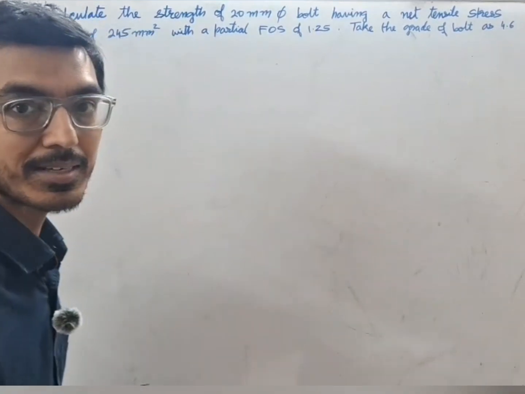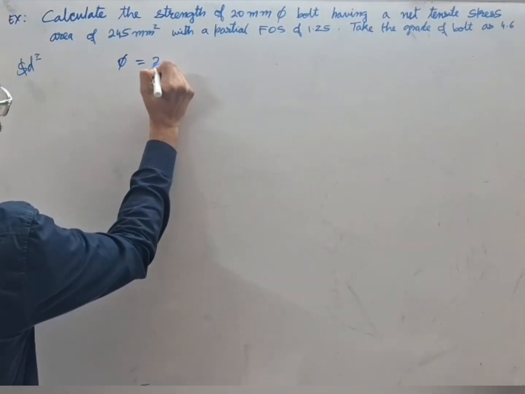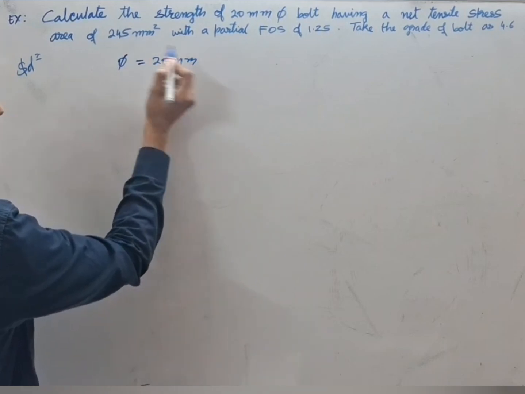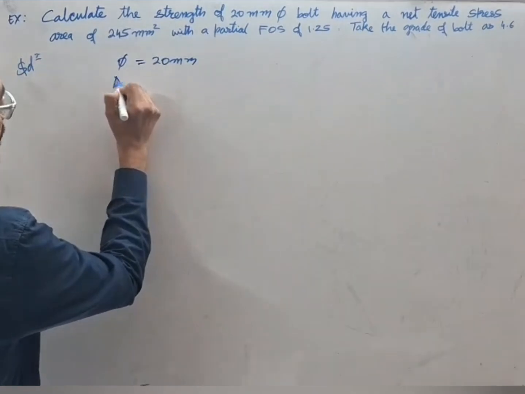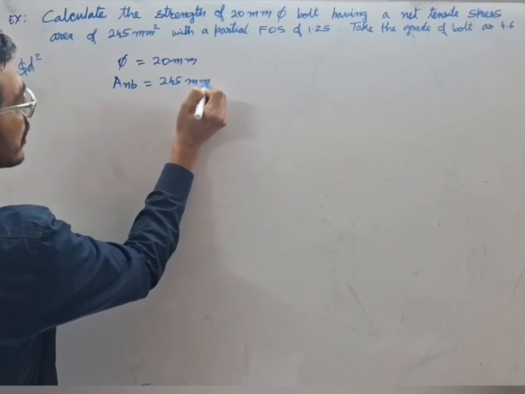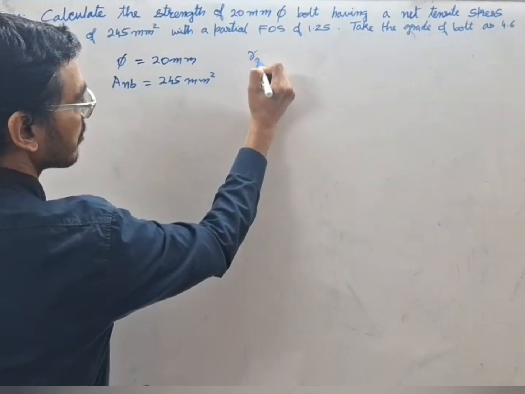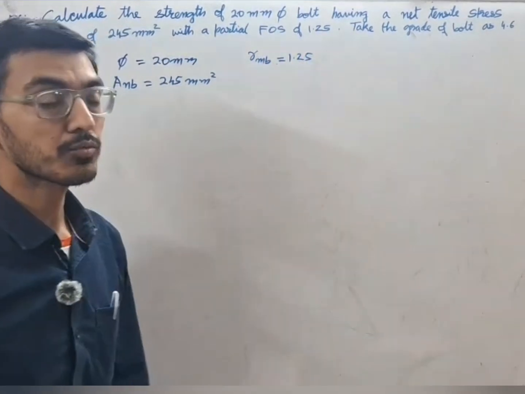Okay, so just write down whatever they have given. So phi is 20 mm diameter, and the net tensile stress area, represented by ANB, is 245 mm square. Partial factor of safety gamma MB they have given as 1.25, and the grade of bolt is 4.6.